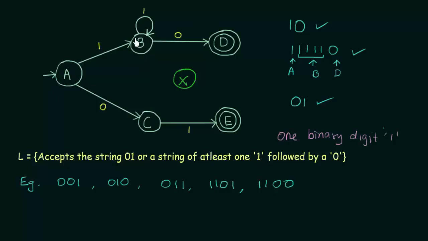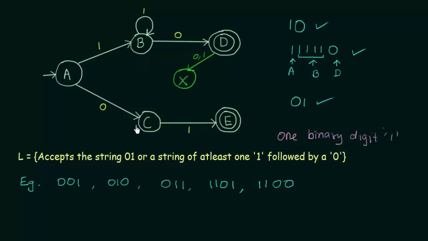Let's come to B. B, on getting input 0, goes to D, and on getting input 1, it stays in itself. So it is okay with both 0 and 1. It is complete. But state D does not know where to go, even if it gets 0 or 1. So I will send it to the dead state. Whether it gets 0 or 1, it comes to this dead state.